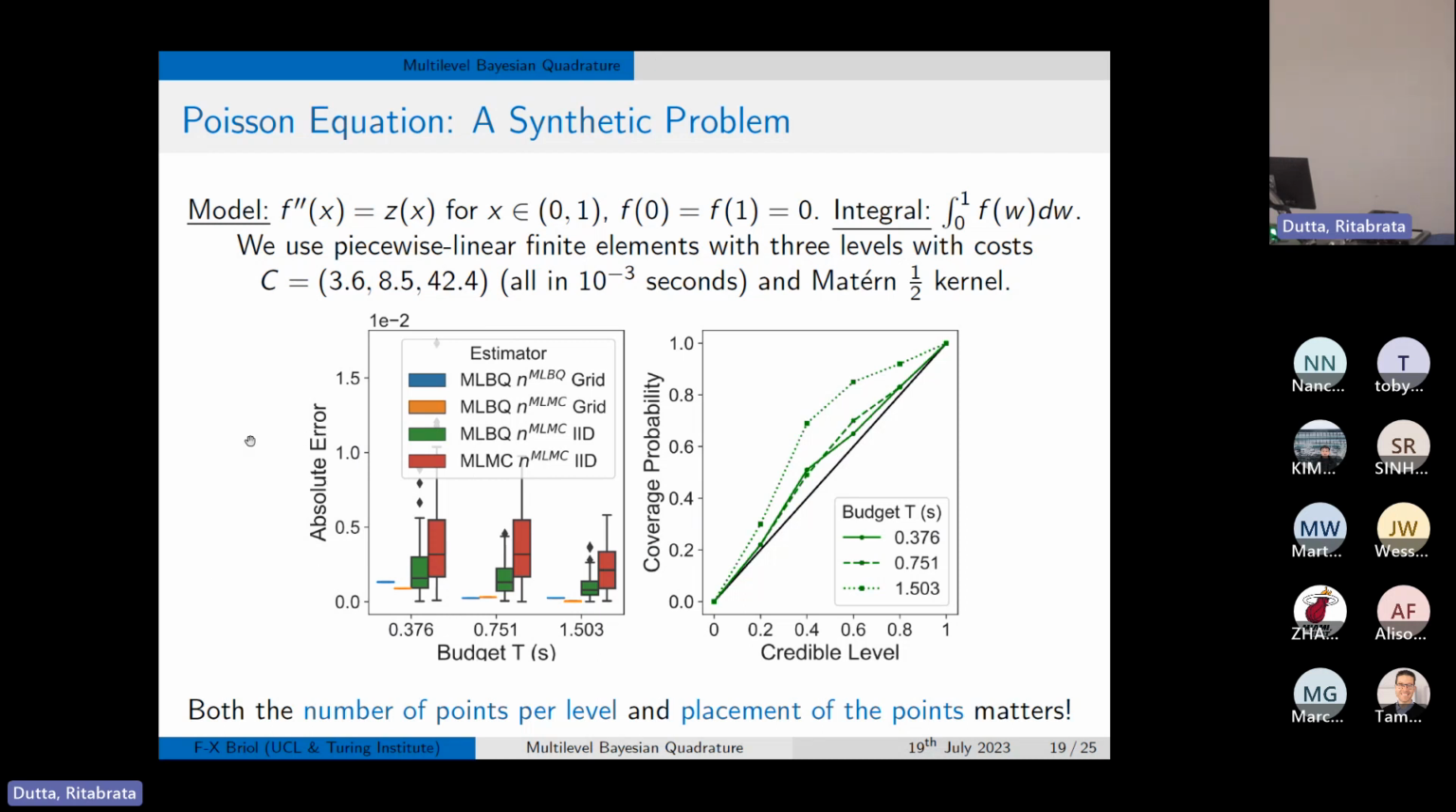So what I'm plotting here is the absolute error for different computational budgets. Let's say I know that my total budget is 1.5 seconds in this particular case. Then I'm going to use either multi-level Monte Carlo or multi-level Bayesian quadrature up until I reach that budget, and then I'm going to stop. Since I know what my budget is, I can try to allocate the points. The red box plots are always multi-level Monte Carlo. And the green ones are multi-level Bayesian quadrature using the same points as multi-level Monte Carlo. So here you can see that just using a slightly better estimator for this problem is already going to significantly reduce your error.